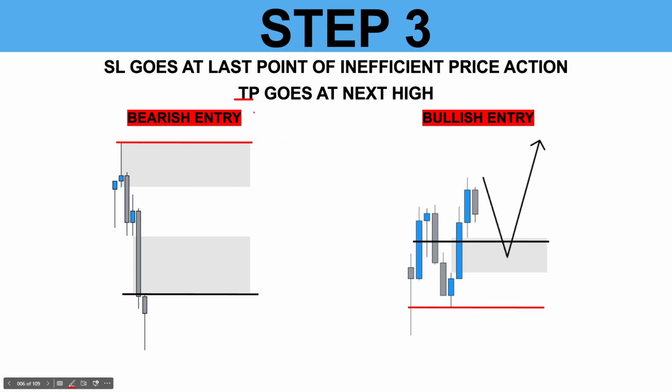And the TP will just go at the next low of the trend. So let's say we have a bearish trend, and let's say you enter right here. Your TP will go at the next low, which is right here, as we expect price to trade below this level as we have a bearish market. Very, very simple in terms of TP. The real difficult part is understanding where your SL goes.